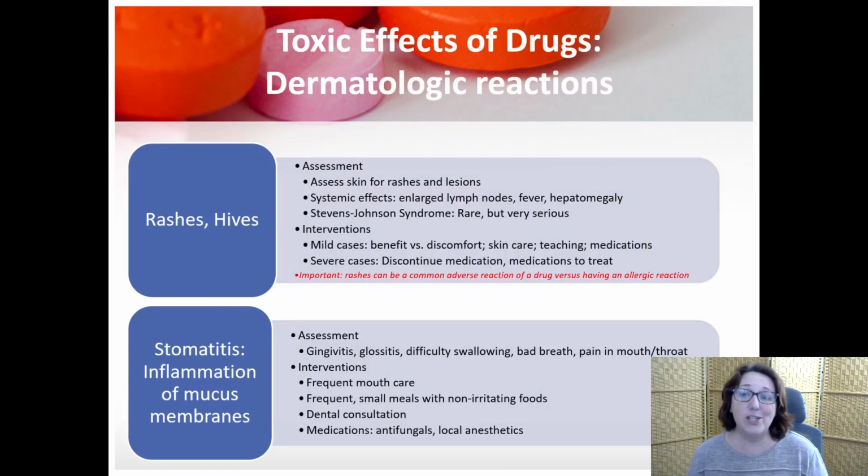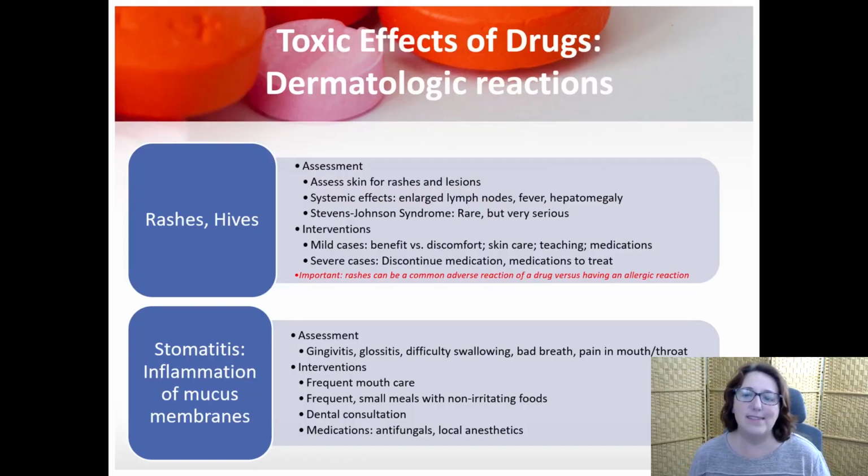So drugs, unfortunately, can have toxic effects, and dermatological reactions, or reactions that affect the skin, are very common with many drugs. So what we would do as nurses, we're going to assess the skin for rashes and lesions. We're going to look for systemic effects like enlarged lymph nodes, fever, hepatomegaly, which is enlargement of the liver. So often in the right upper quadrant of the abdomen, you can actually feel that enlarged liver.